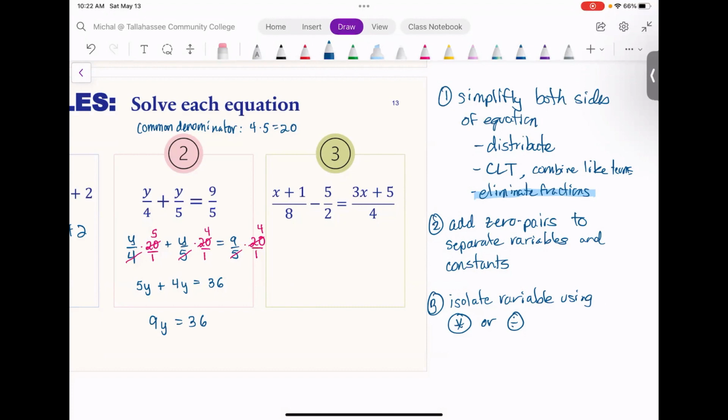Isolate the variable using multiplication or division. Right now, the left side is 9 times y. I'm going to undo y times 9 with divide by 9. And I do the same thing on both sides of the equal sign. When I divide both sides of the equation by 9, I get on the left 9 divided by 9 is 1. 1y is just y. On the right, 36 divided by 9 is 4. So my solution is y equals 4.